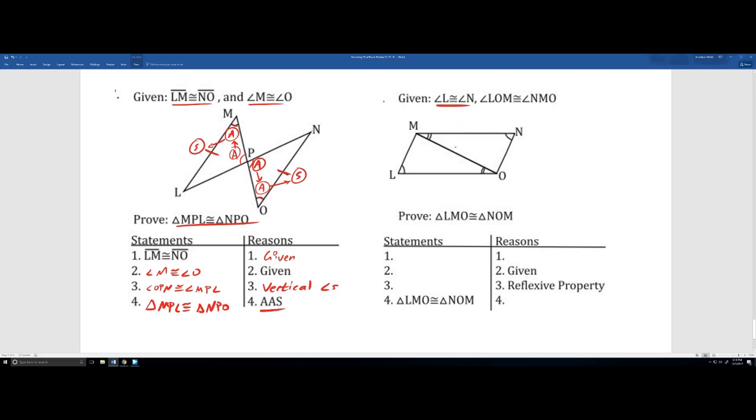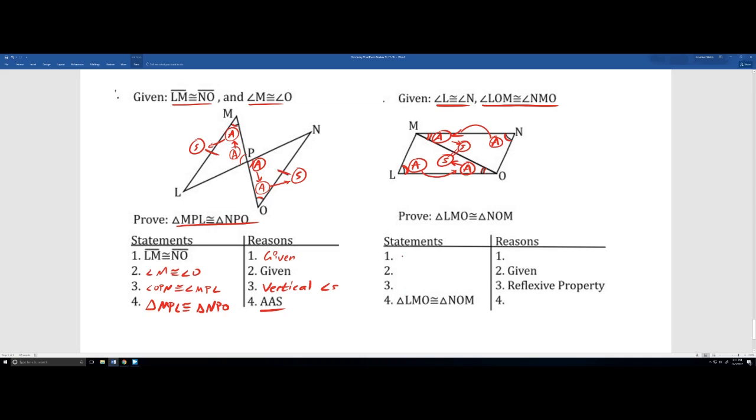All right, last one. Angle L is congruent to angle N. All right, let's make sure we mark that. So I got an angle. Angle LOM is congruent to angle NMO. So I got this angle, which is congruent to this angle. Those were all given. And now I'm thinking, hey, don't I have the reflexive property? Because those two triangles share the same line, MO. So this side is congruent to itself. So do I have angle, angle, side again? Looks like it.